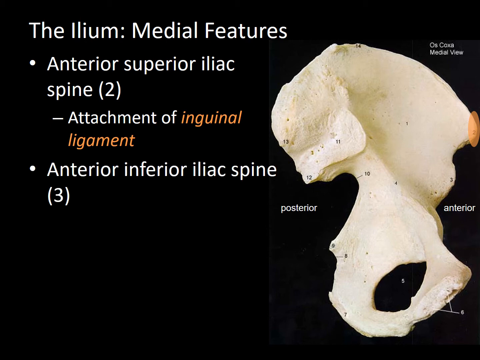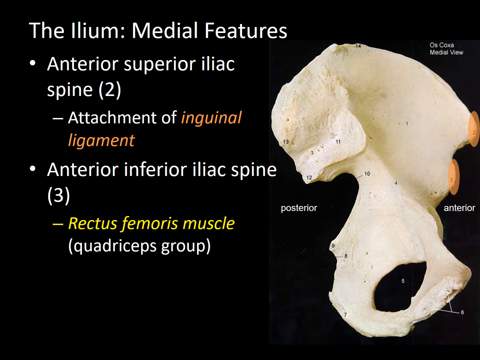There is also the anterior inferior iliac spine, so it's on the anterior portion and it's inferior. This is for attachment of the rectus femoris muscle, which is a part of the quadriceps group. And I'll come back to what the rest of the quadriceps are eventually, maybe in the femur.